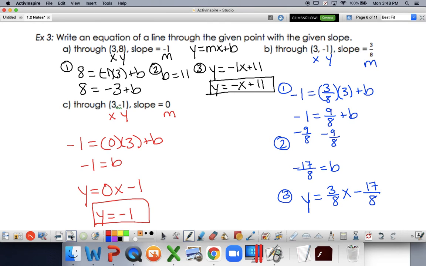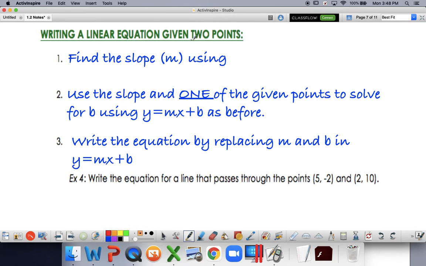Let's look at our last type of example: what happens if I'm just given 2 points? Well, all I really have to do is one extra step. I've got to find the slope using our slope formula, y2 minus y1 over x2 minus x1. Then I'm going to do the exact same thing as before. I'm going to use the slope and one of the given points. I don't have to use both of them, I just pick one of the points. I solve for b, and then I plug m and b back into my equation.